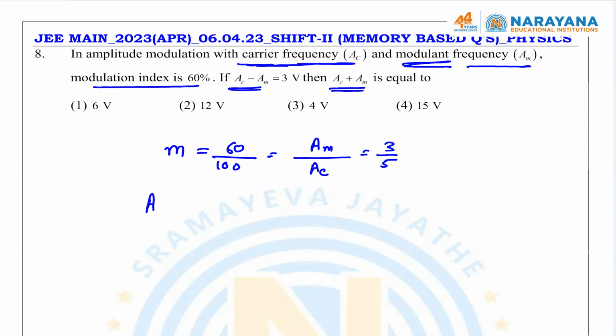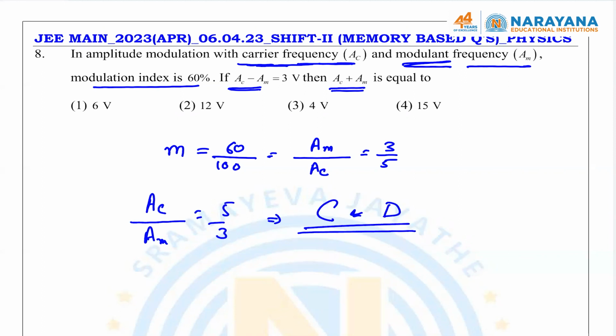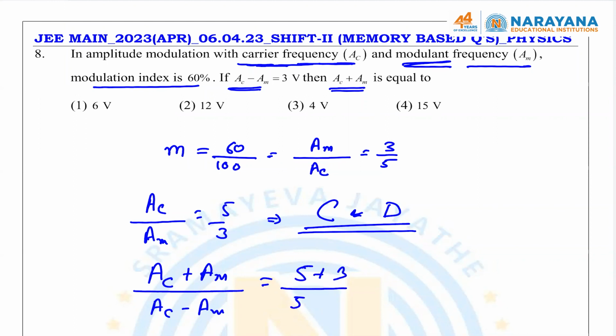One of the nice ways would be to write this as AC by AM is equal to 5/3, and then we use componendo and dividendo. By componendo and dividendo, AC plus AM over AC minus AM is equal to 5 plus 3 over 5 minus 3. That is 8/2, which is 4. So AC plus AM is simply 4 times AC minus AM. So 12 volt must be the answer. So option 2 is the correct answer.